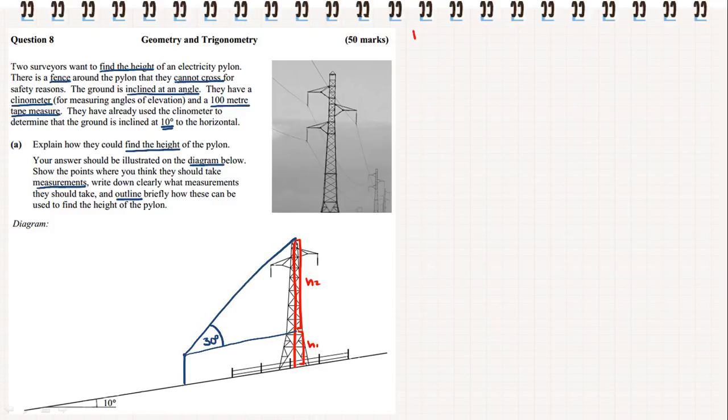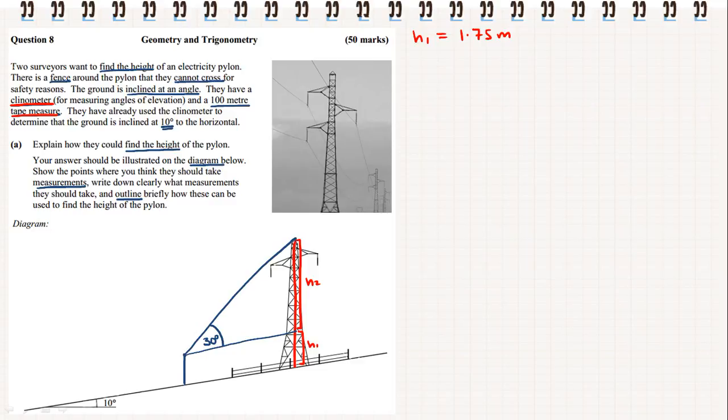I'm going to note at this stage that we're going to use the tape measure to measure the surveyor. So we're going to say H1 is equal to 1.75 meters. Again, this is just an average height of a person, and we would use the tape measure to find this. So the tools that we've used: our clinometer to find the angle of elevation, and the tape measure to find the height of the surveyor.